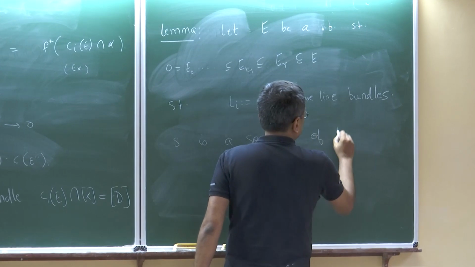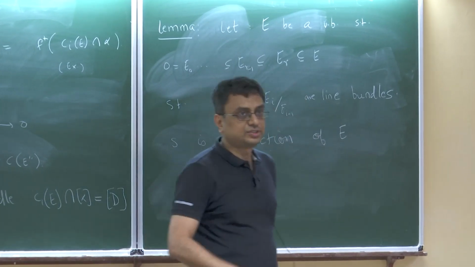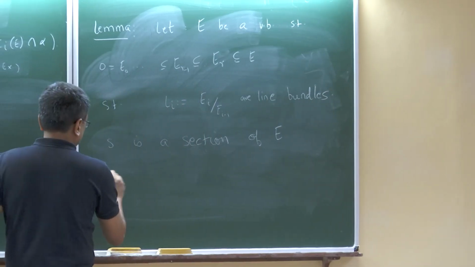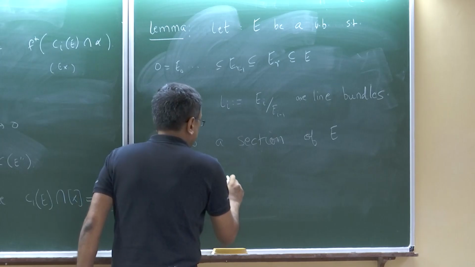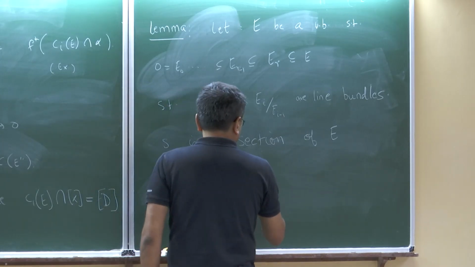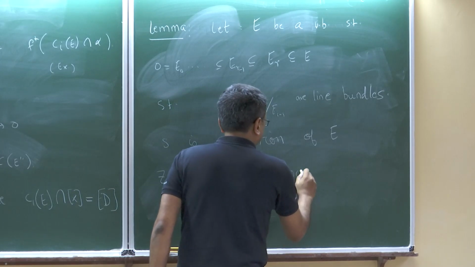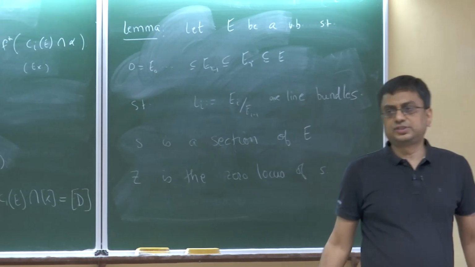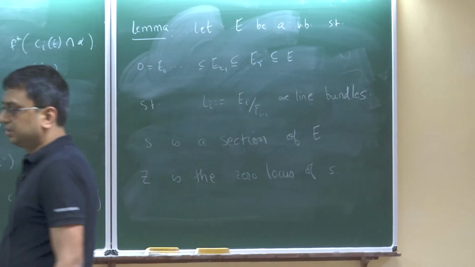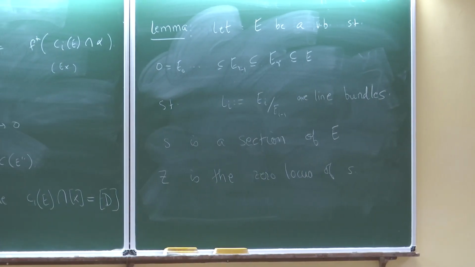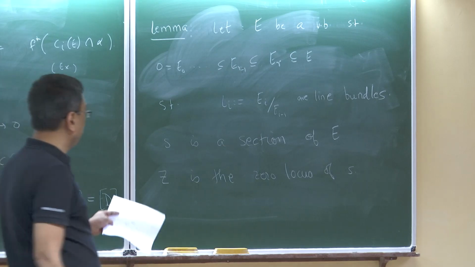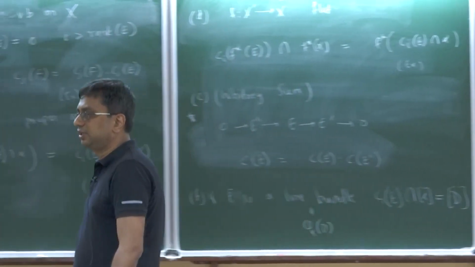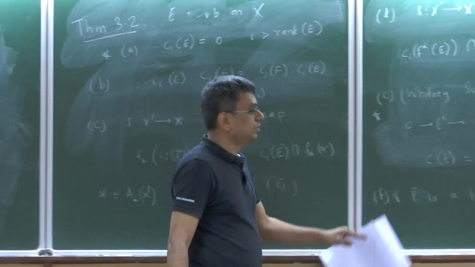of E. Okay, I have a section of E, and let's say Z is the zero locus of this section. I am not interested in the scheme structure of Z. So just take the zero locus as a closed subset, because finally we are going to talk about Chow groups, and as Nitin said, it doesn't matter what scheme structure Z has. So Z is a closed set.